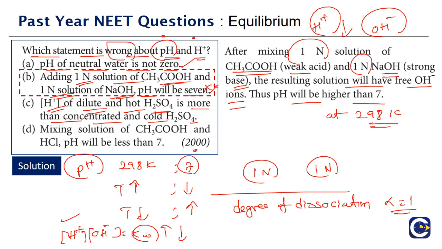If you take cold and concentrated, the dissociation extent will be reduced, which means alpha will be considerably less than 1. So in the hot dilute case alpha is almost 1, and in the other it will be considerably less than 1. Means what we see is the H+ concentration will be more in the case of the hot dilute sulfuric acid. So this is the correct statement.